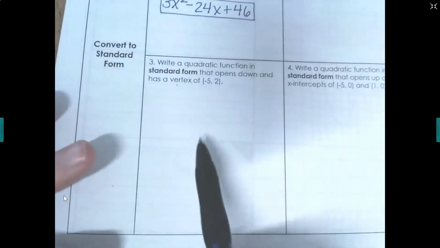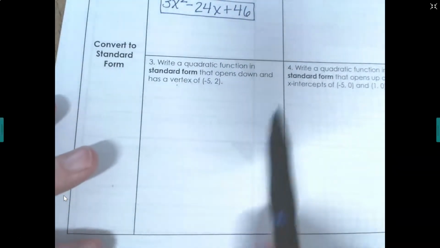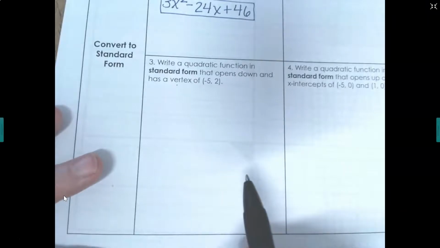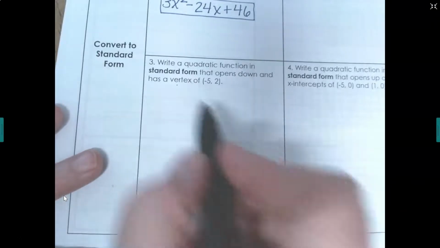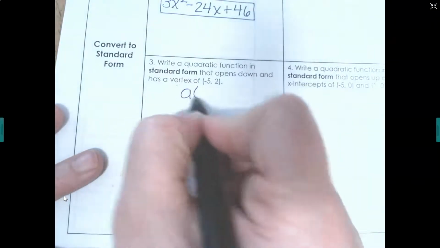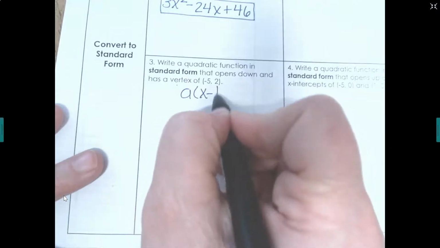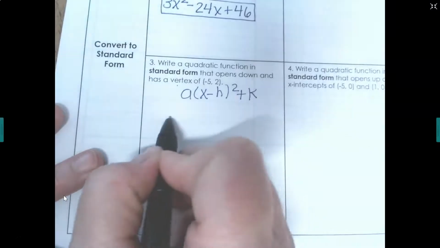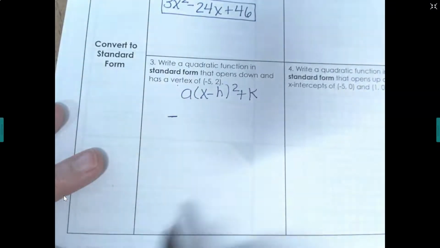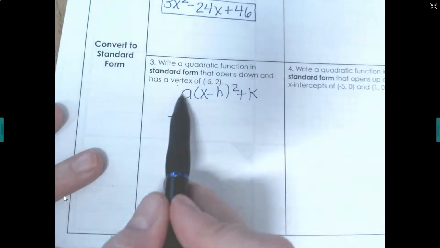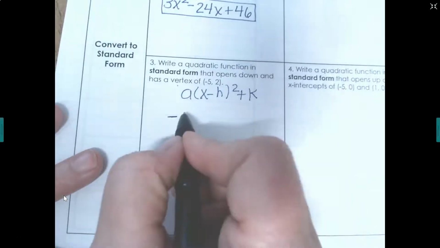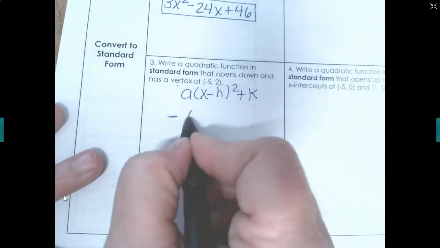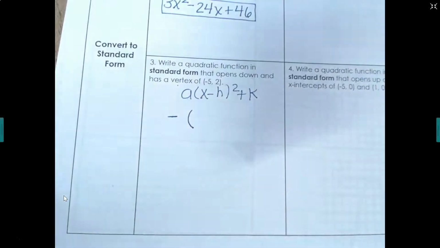So this says write a quadratic function in standard form that opens down and has a vertex of -5, 2. Well, open down. So we have, this is our vertex form. Open down means we have a negative sign out front. They don't talk about stretch or shrink, so we don't have any number to put in for a other than 1, and you don't have to write a 1. It's an understood 1 there.